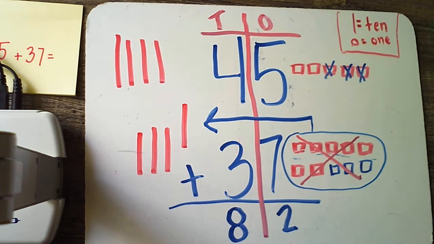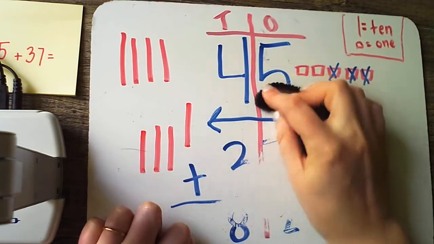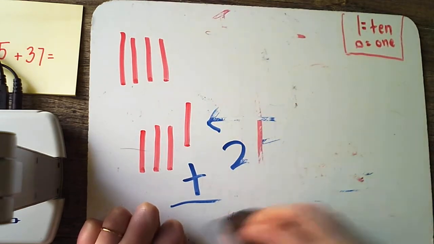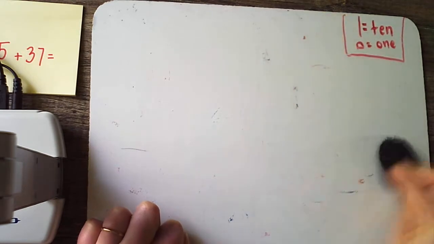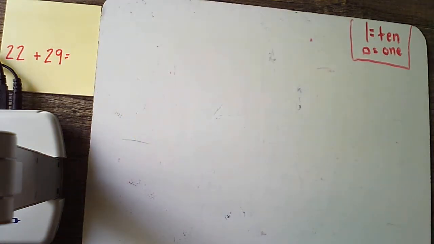Awesome job, friends. All right, I'm going to clear my board, and you get ready to solve this next one with me. If you've got a piece of paper with you, that is perfect. I'm going to keep my key up here just in case I forget what I'm drawing to represent my 10s and my 1s. And here's our next problem. We want to know what's 22 plus 29.